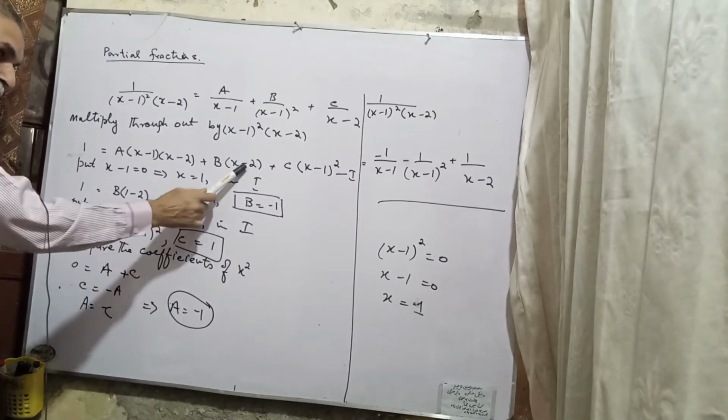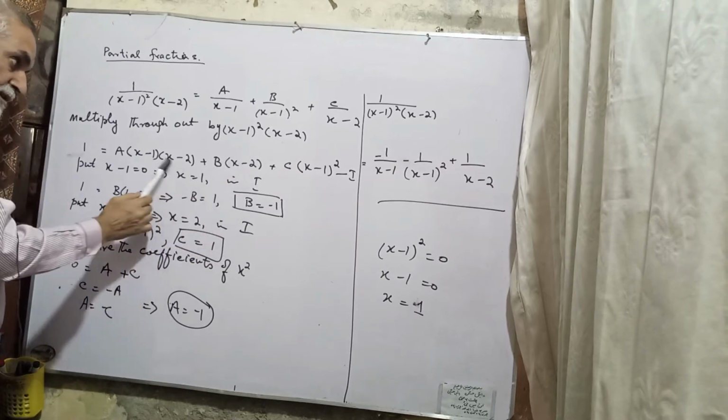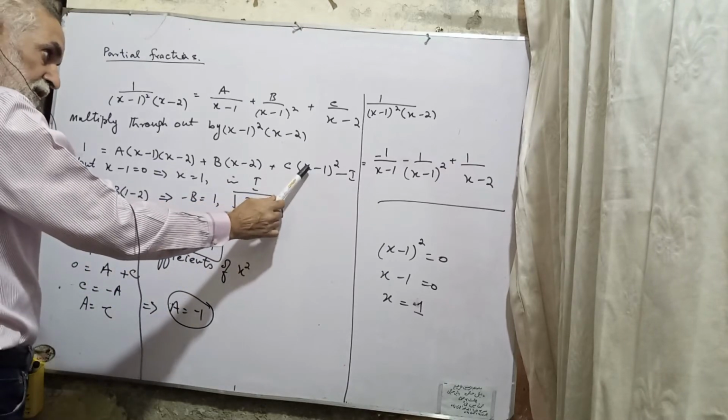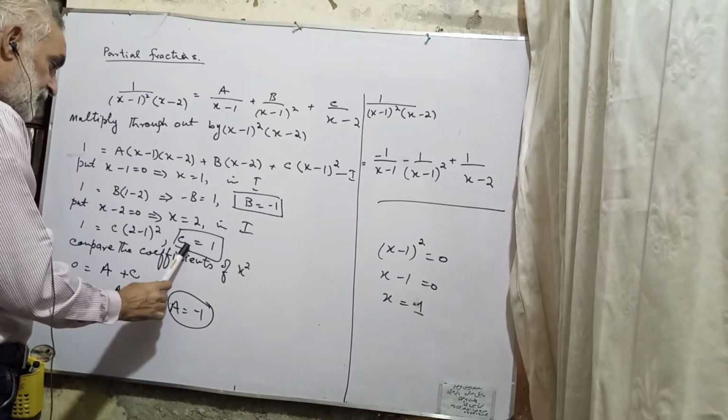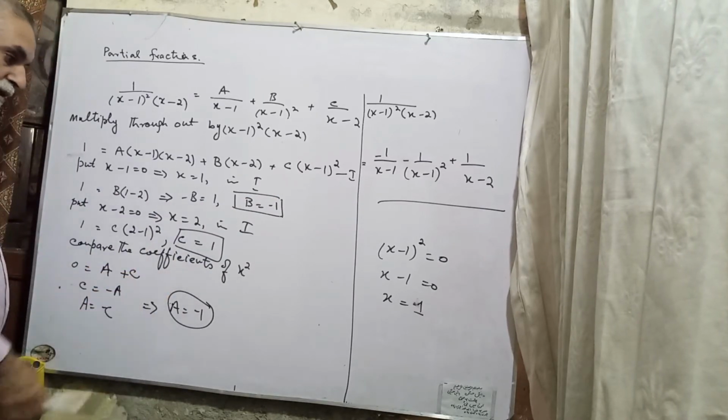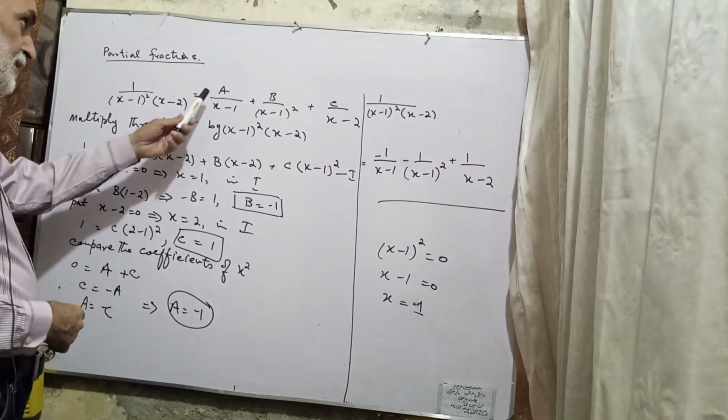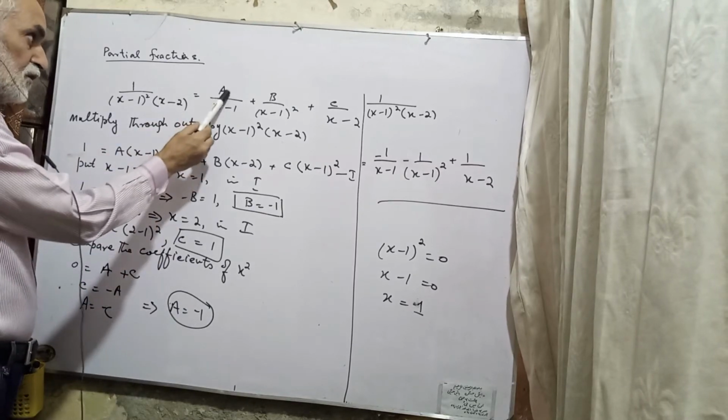We put it in this. So this term is 0, this term is 0. We are left with only C into (2 minus 1) the whole square, which implies C equals 1 because 1 square is 1. Now we are left with A. We don't know the value of A as yet.